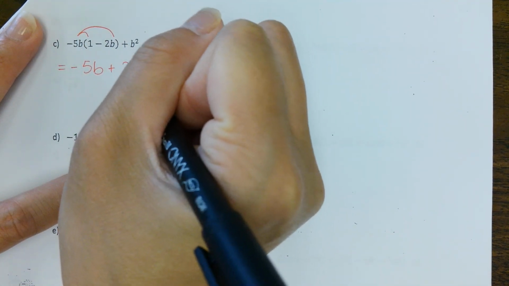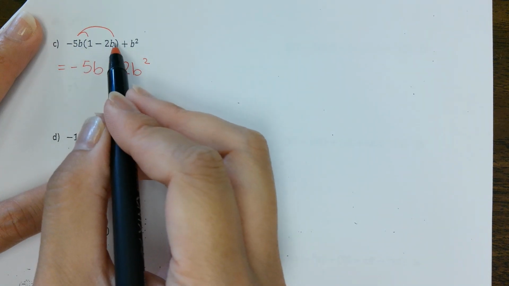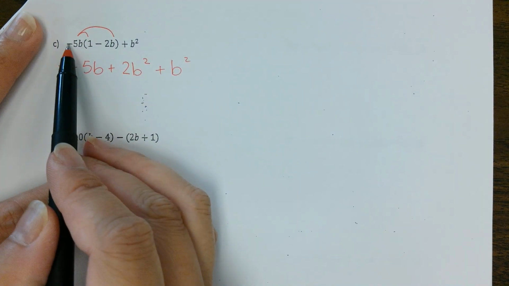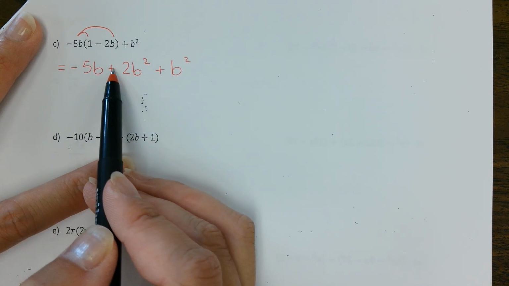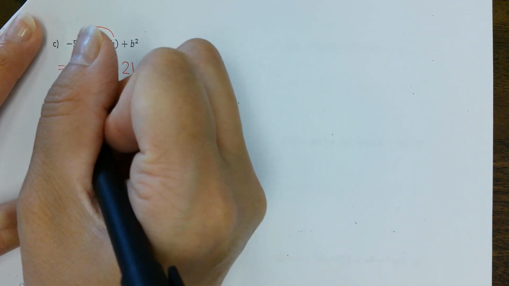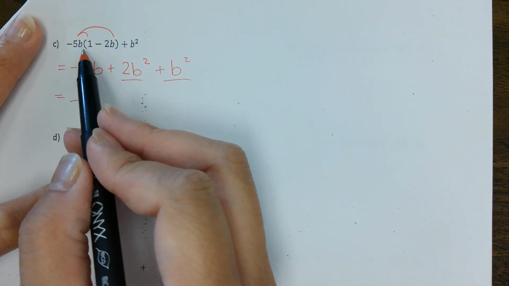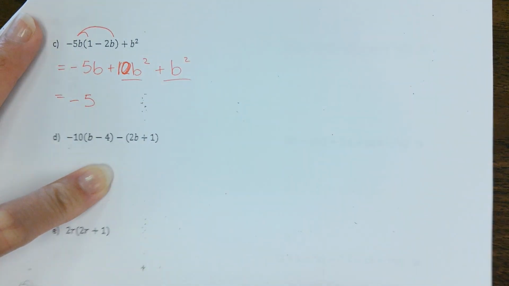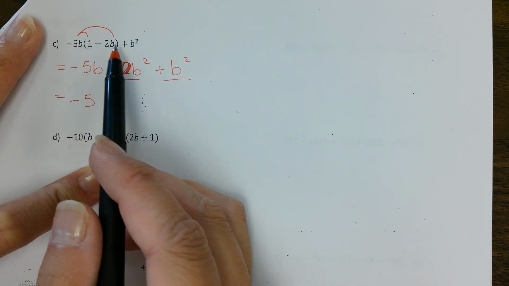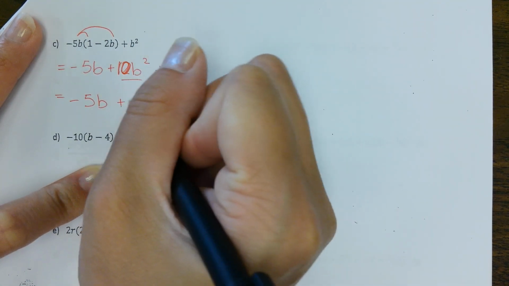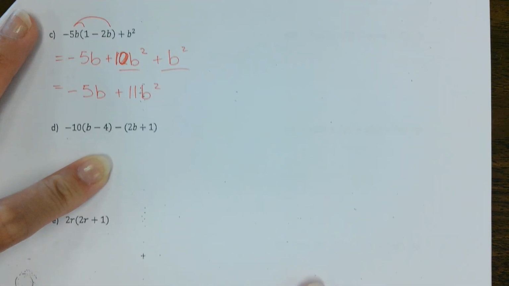Multiply. So negative 5b plus 2b squared. Remember, b times b is b squared. And then plus b squared. Don't forget, negative times a negative makes a positive. So this and this can go together. Oh, 10b squared. Thank you. I cannot multiply. So negative 5b, and then when you add these two, plus 11b squared.